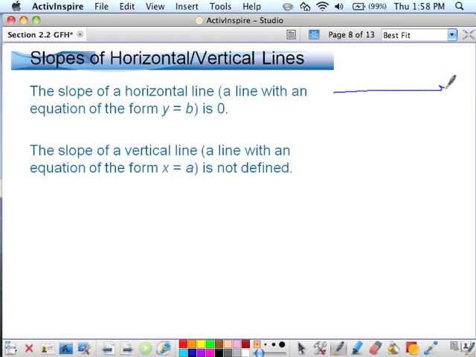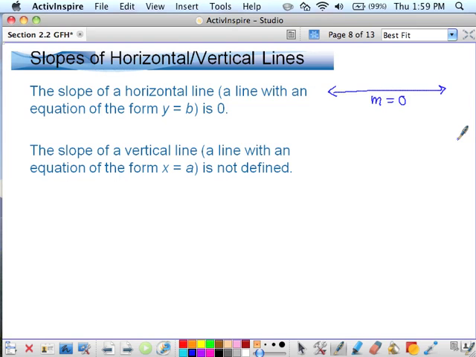So if we look at this line right here, its slope is 0. It is a horizontal line and it has 0 slope. Because if we were to figure out from 2 points on it, we would see that it would have no change in y. So it would be 0 over a number, which would be 0. The slope of a horizontal line is always 0.